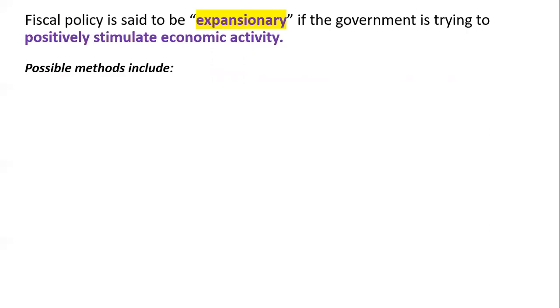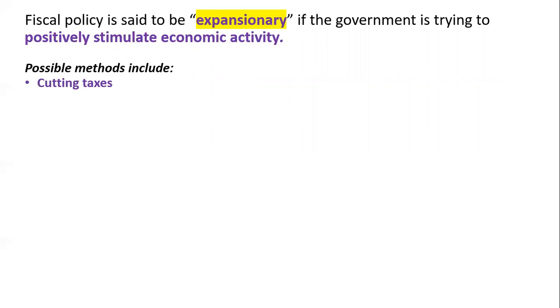So fiscal policy is said to be expansionary if the government is trying to positively stimulate economic activity. So when we look at expansionary fiscal policy, the clue is in the name. We want to grow the economy. We want rising levels of economic growth. We want greater levels of activity in the economy. What methods then could they use?